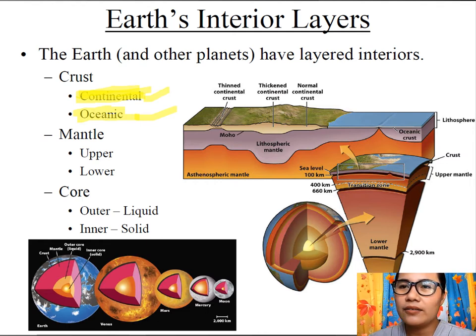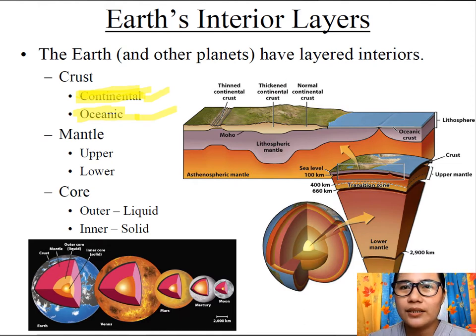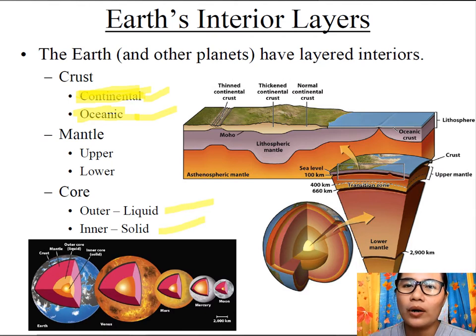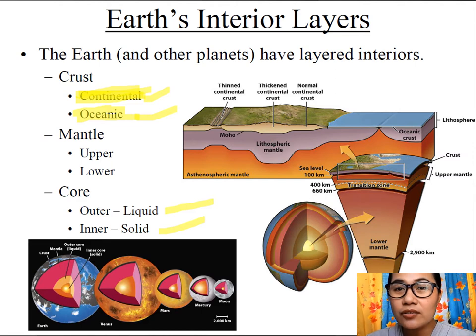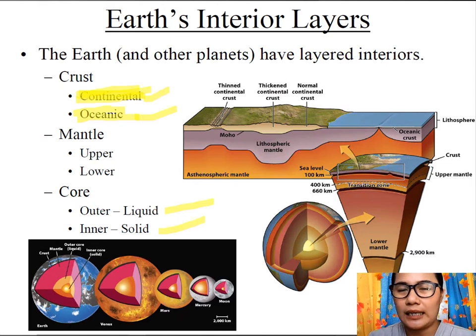The second layer of the Earth is the mantle. Naa siyay upper level sa mantle, naa say lower level sa mantle. The mantle is the thickest layer of the Earth. And then, the last part, the core. There is the outer liquid core and the inner solid core. Ang magnet gud sa Earth, naa yun sa iyang inner core. Metal gud siya nga gahi, tibuok, lingin, baga kayo. Yeah, it is solid iron and solid nickel.